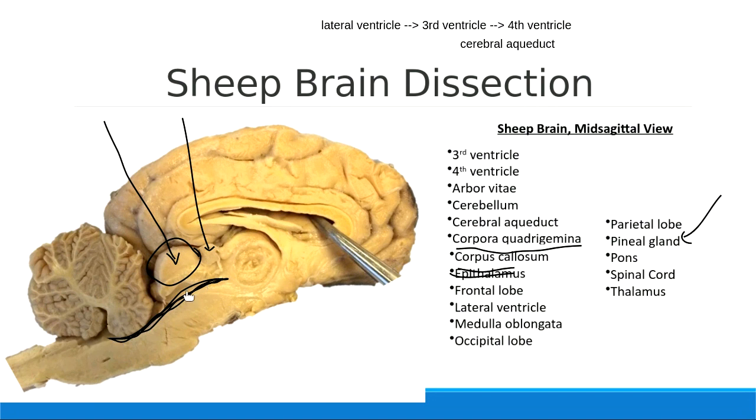Honestly, we can see it a lot better on the models and on the picture. So I probably won't ask you that on the sheep brain, but knowing where it is is a helpful thing.